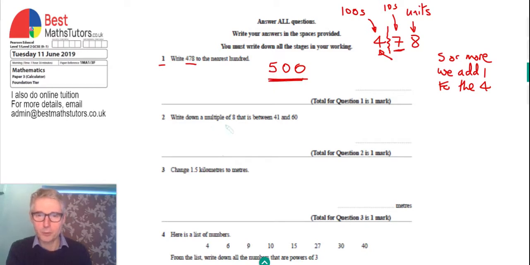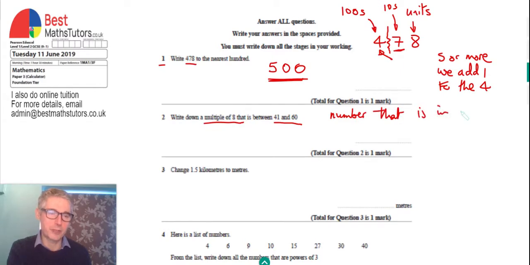The next one, we've got to write down a multiple of 8 that's between 41 and 60. So there's lots of different correct answers for this. I say a lot, so actually there's 2 different correct answers for this one. A multiple of 8 means a number that is in the 8 times table.